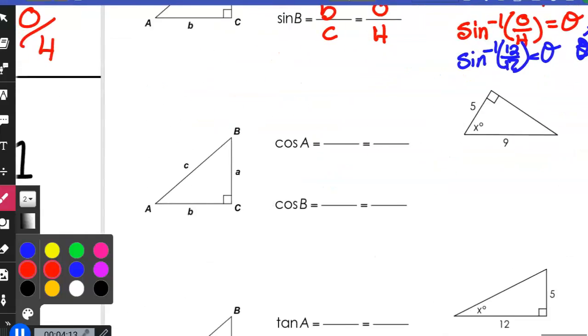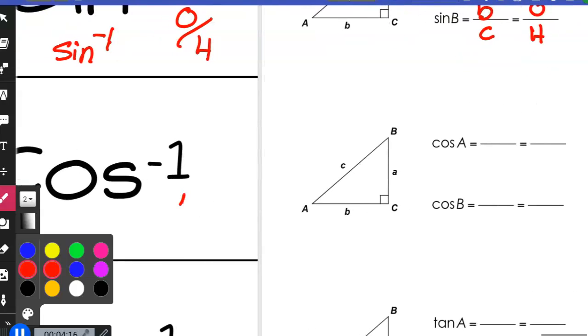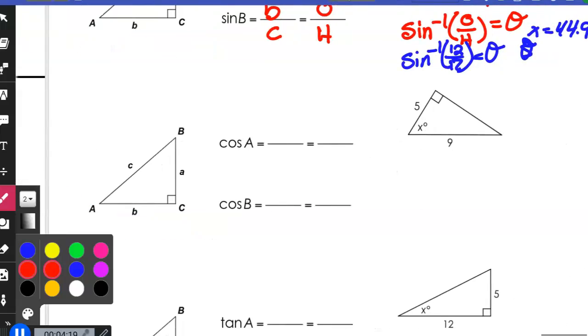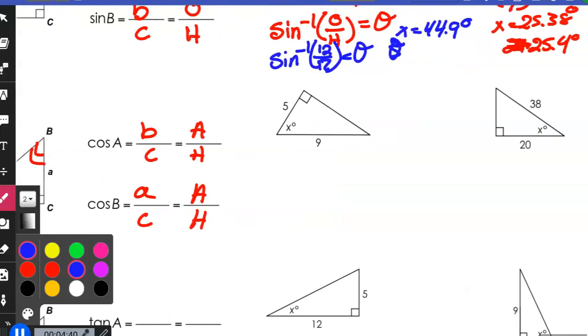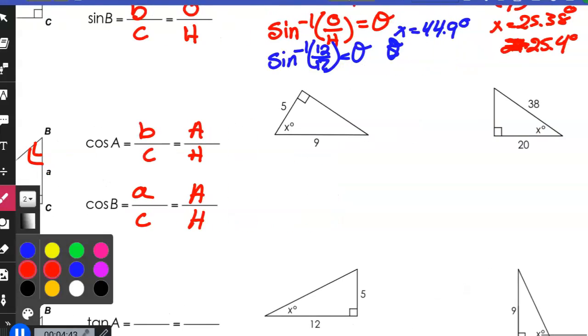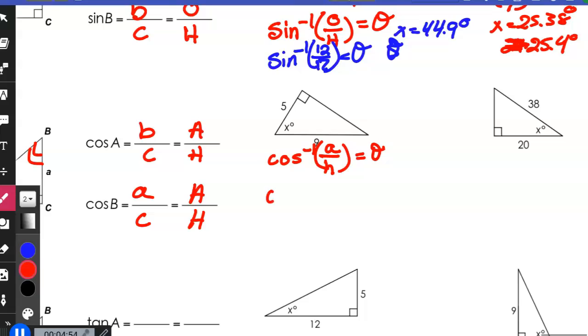Inverse cosine is going to be the exact same thing, except it's going to be adjacent over hypotenuse. So cosine of A is adjacent over hypotenuse, so that's going to be little b over little c. And cosine of B is going to be little a over c. Remember, adjacent is the side that touches the angle after you have eliminated c being the hypotenuse. So this equation is just slightly different. Inverse cosine of adjacent over hypotenuse equals the angle.